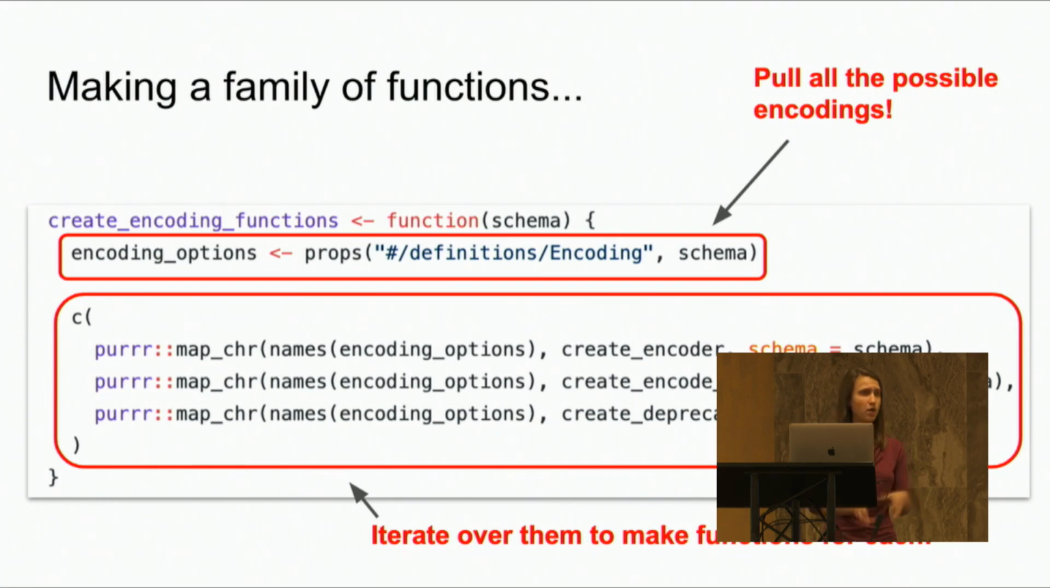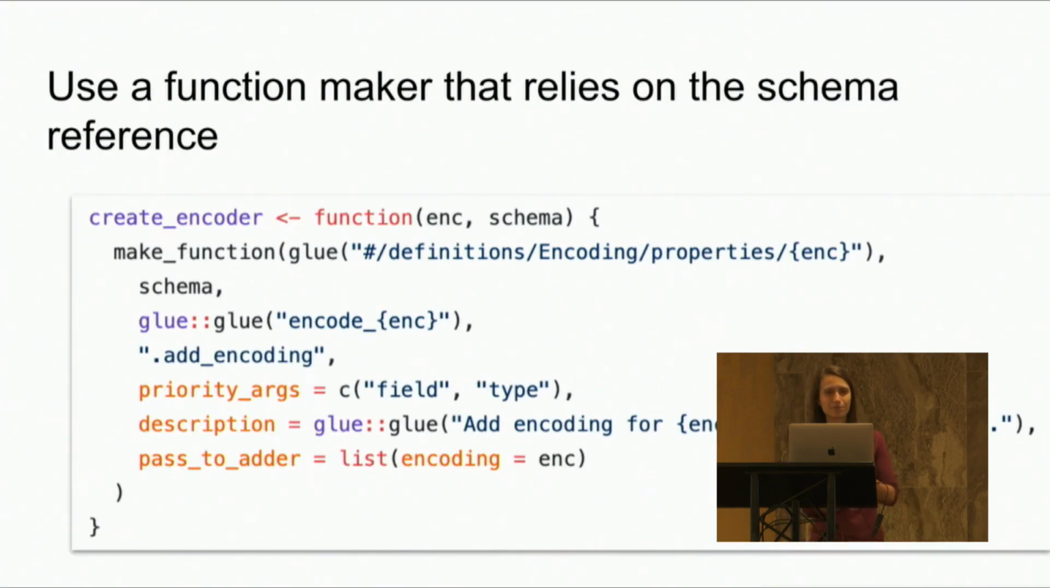and makes the appropriate functions. And so here, for each encoding, I want both a function that will add one to a spec, or one that just makes that object on its own. And then you can see there's some deprecation. So I have even functions to generate my deprecated versions of my functions as well.